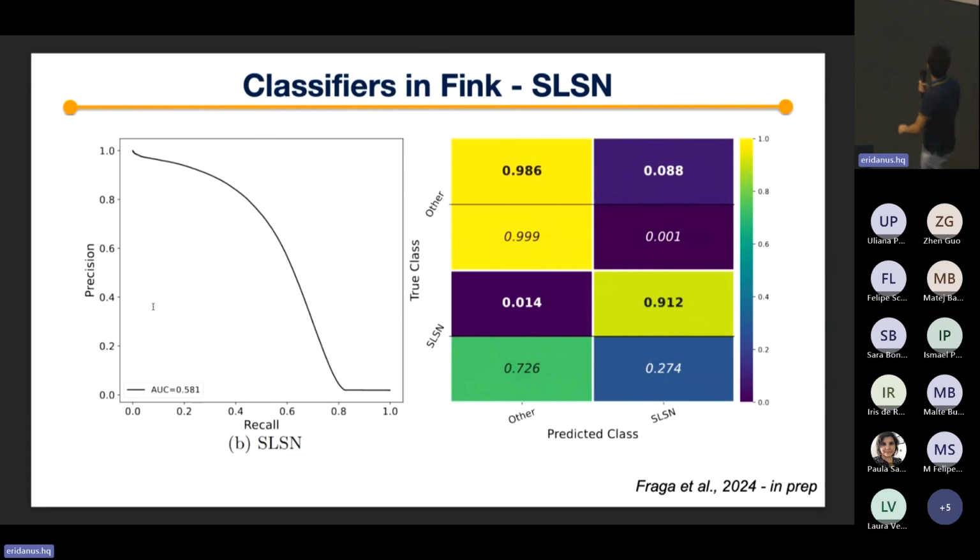And what is happening here is that each square is divided into two. The top part is normalized on purity, and the bottom is normalized on efficiency. So what you see is that we get some super high purity with 91%. So we are very confident in what we say are superluminous supernovae, but we miss a lot of them. Again, with LSST data, we're probably interested in high purity, so it's still fine.